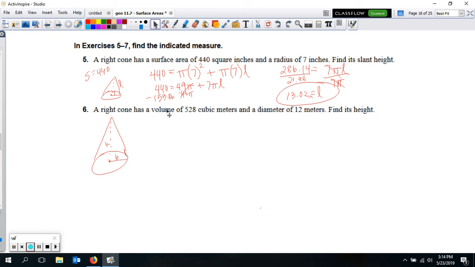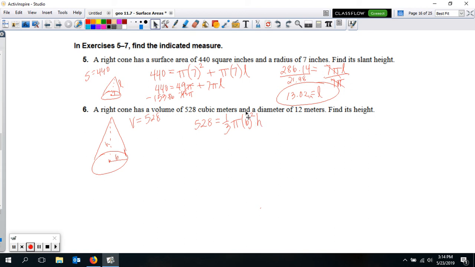So using our formula, we're starting off with volume equal to 528. So we'll say 528 is equal to 1/3, that's the part of the formula, and then it's going to be the base area, which is really pi times radius squared. So pi times 6 squared here, times the height, which is our h. So h is the variable that we're trying to solve for.